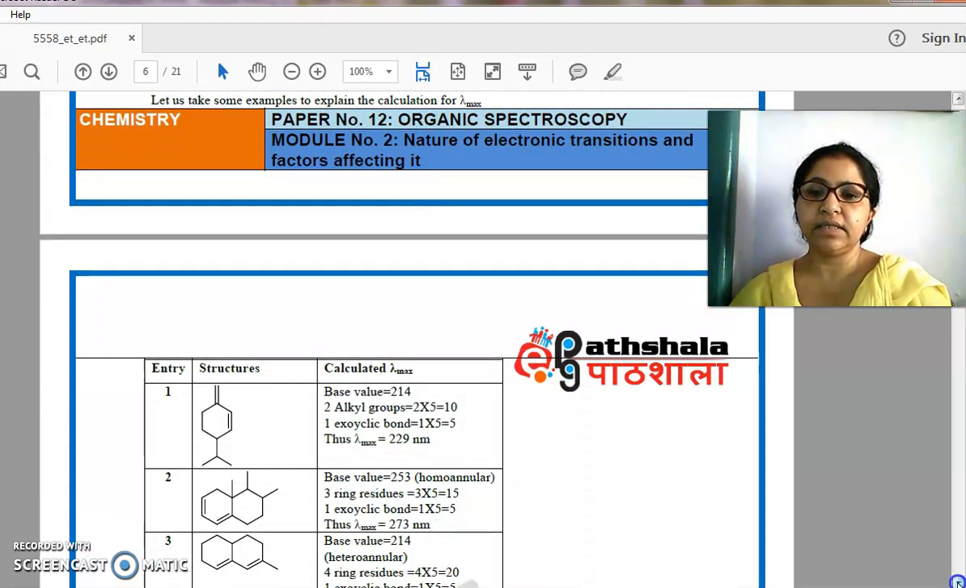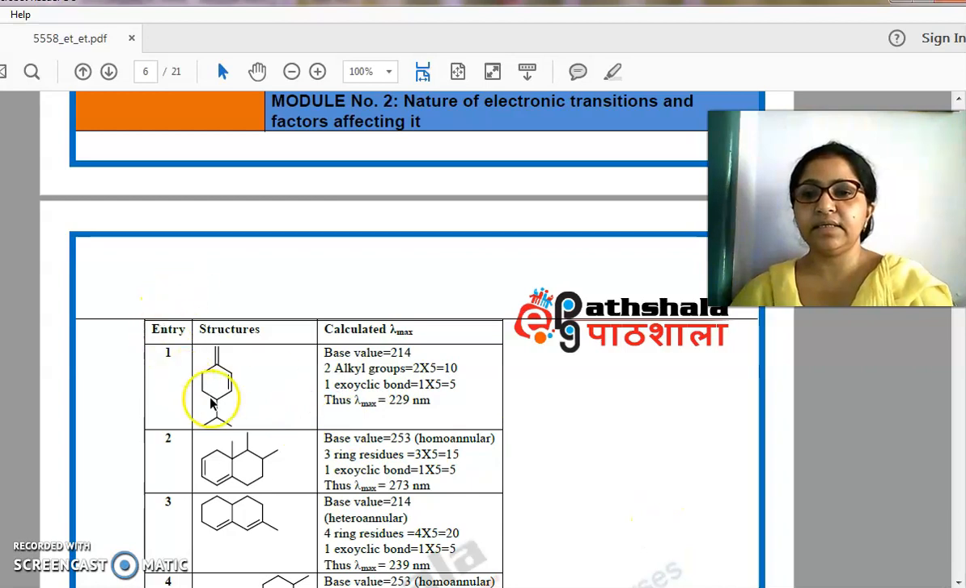So here let us take this. What type of diene is it? Can you tell? This is lying in a single ring, and it is a diene, but this double bond is out of the ring. Therefore it will be counted as heteroannular, so the base value is 214. Now what are the increments? Now this is a conjugated system. To this conjugated system, what do you have? This is alkyl.